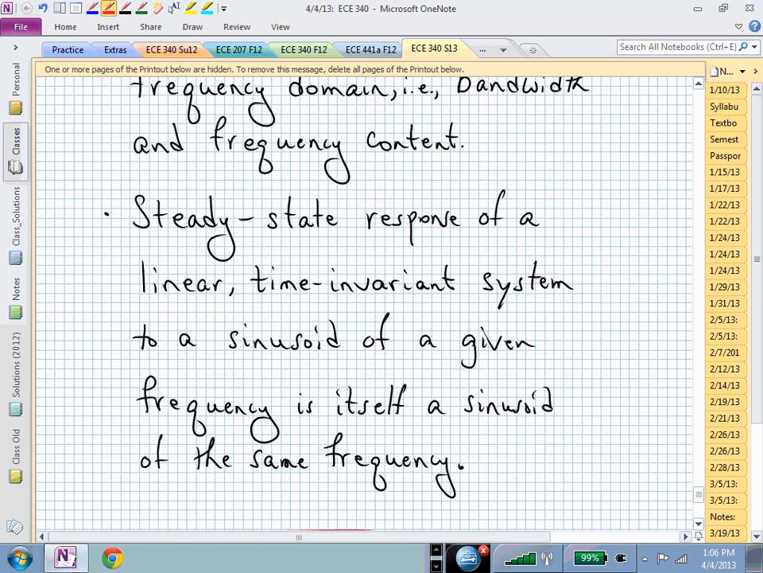Here's the second advantage, and that's the trash can advantage, isn't it? If you excite a linear time invariant system with a sinusoid, you know that the output is going to be at the same frequency. It will just be modified by how that system passes that particular frequency. How does it change its magnitude and its angle?